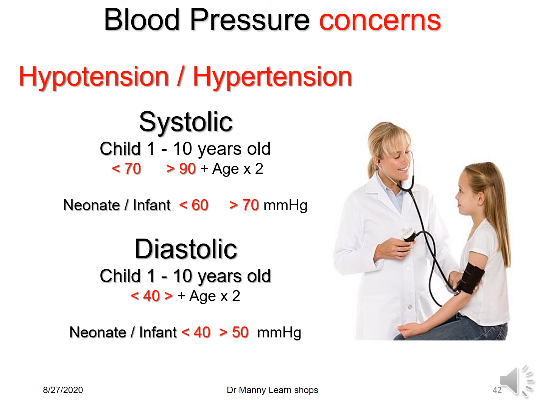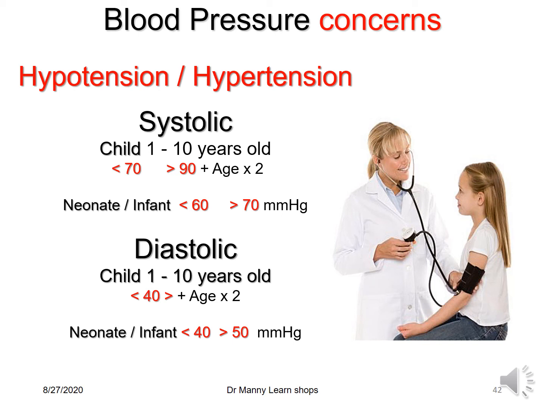Blood pressure concerns are hypotension and hypertension. So using the formulas that we've indicated previously, just increase or decrease. So the systolic arterial blood pressure in the child 1 to 10, less than 70 or greater than 90 plus age times 2. In a neonate, less than 60 or greater than 70.